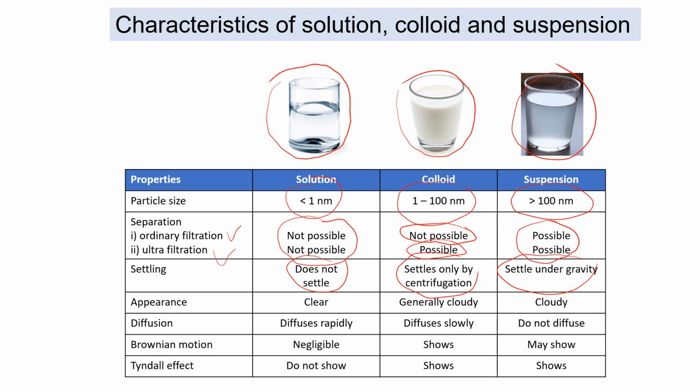For diffusion, a true solution diffuses rapidly, a colloid diffuses slowly, but a suspension does not diffuse because of its larger particle size. So these three, the true solution, colloid, and suspension, also behave differently according to their Brownian motion and Tyndall effect.